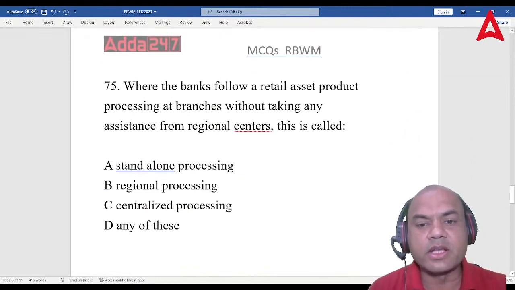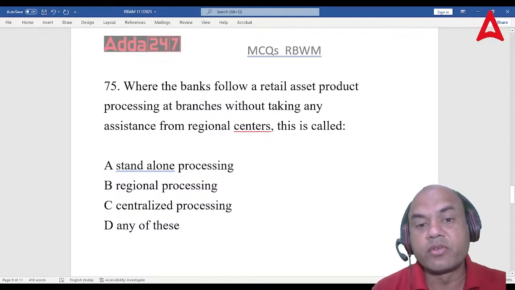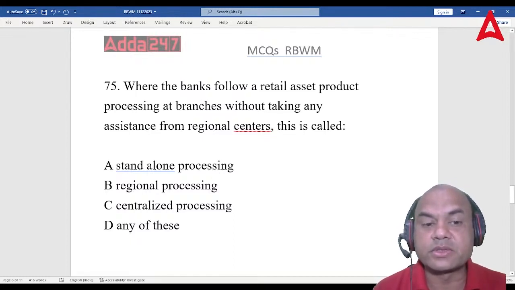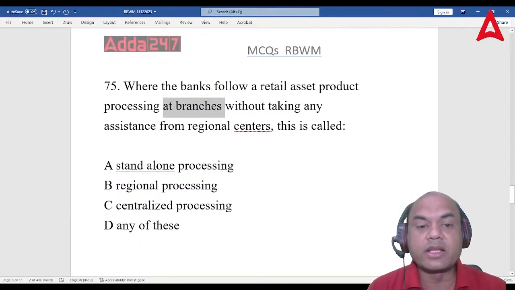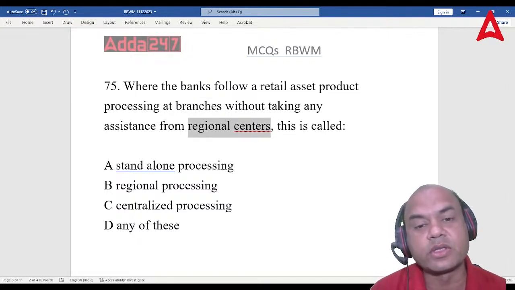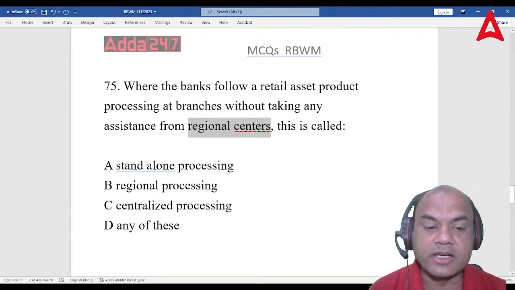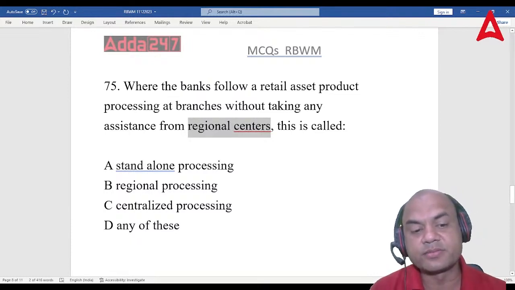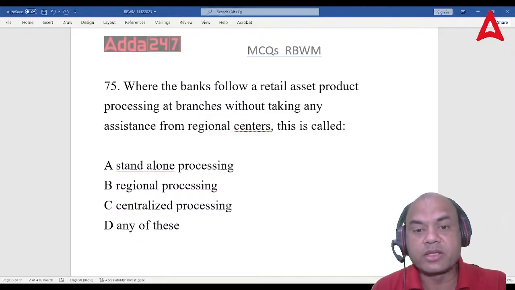Where the bank follows retail asset product processing at branches without taking any assistance from regional centers. This is called as what? The branch follows retail asset processing at branches, without taking any assistance from the regional center. So no help from the head office or zonal office or anyone. So it is called as standalone, regional, centralized, or any of these. Think about it. This is a bit tricky one.